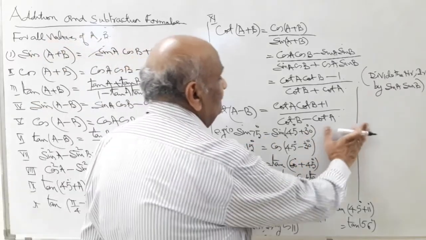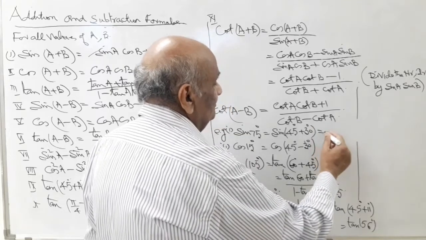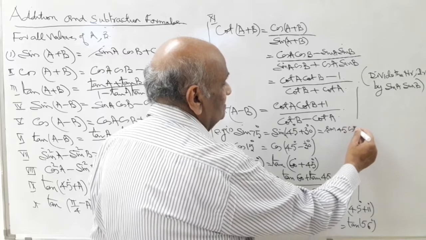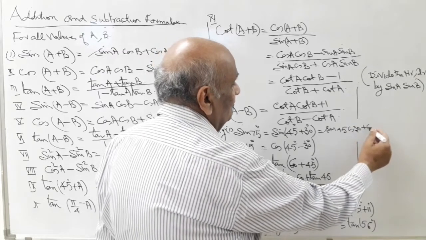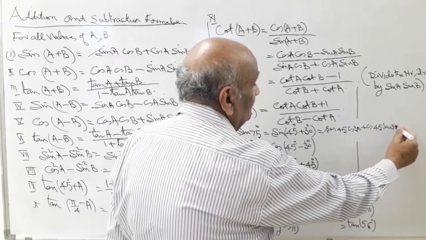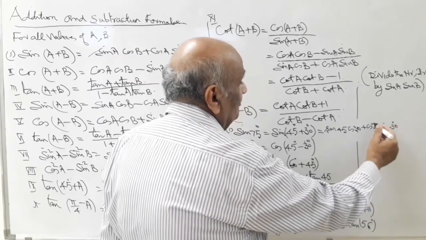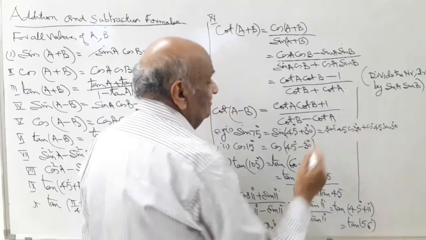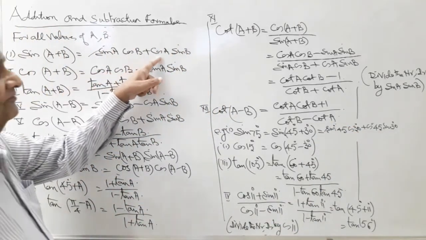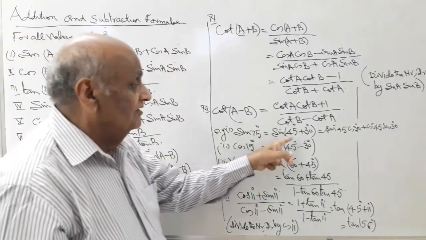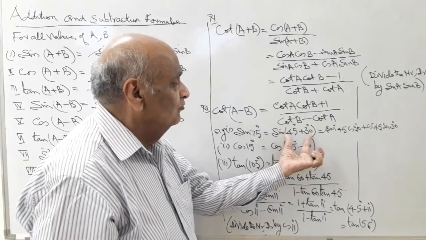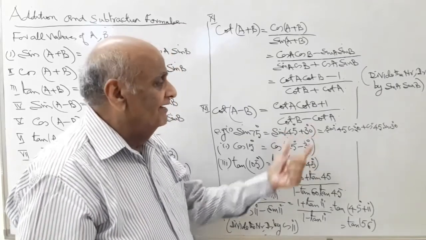Now sin 45 plus 30 is sin 45 cos 30 plus cos 45 sin 30. This is sin of A plus B, sin A cos B plus cos A sin B. It is sin 45 plus 30. We have to express it in terms of two known angles like 45 and 30.